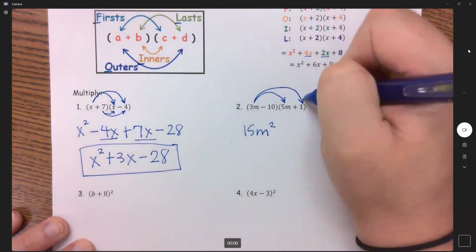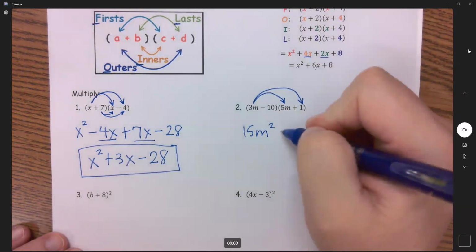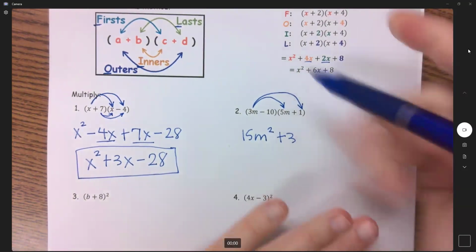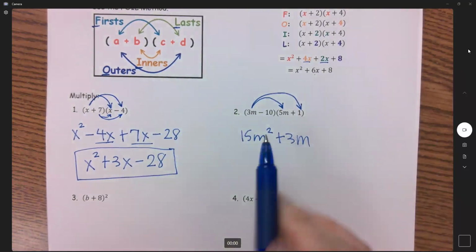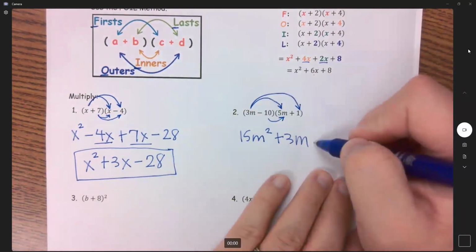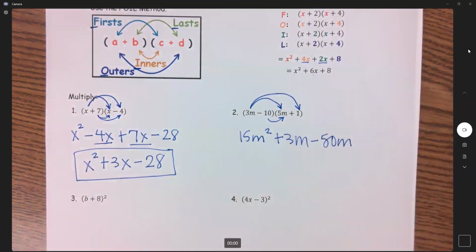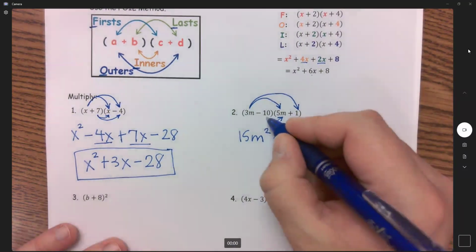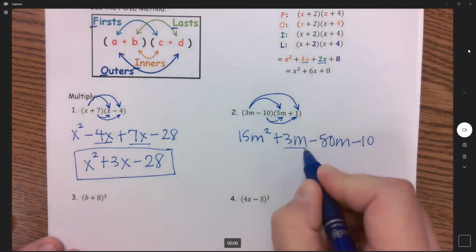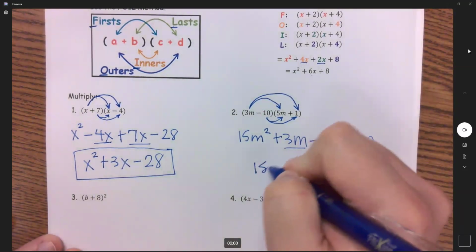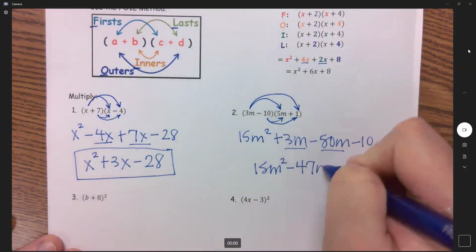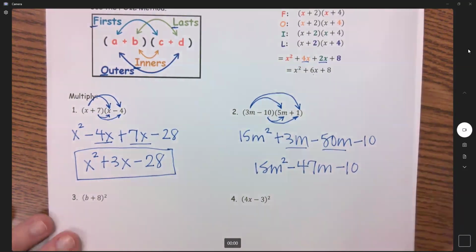My outer is 3m times 1. So that's 3m. Oops, I almost put x, but 3m is my variable here. Then my inner, -10 times 5m. So that's going to give me -50m. And then my last, -10 times 1 is -10. Combine your like terms, and my final answer is 15m squared minus 47m minus 10.